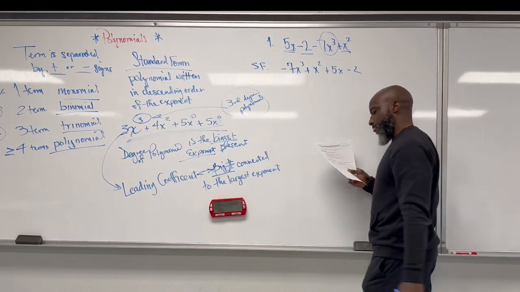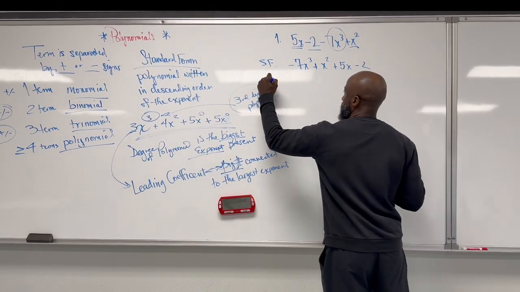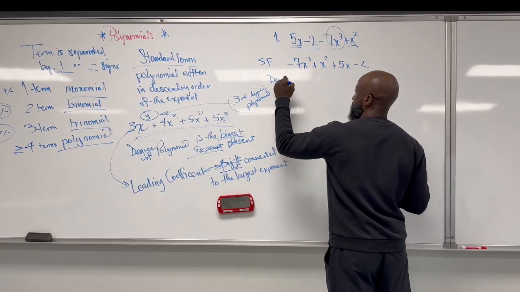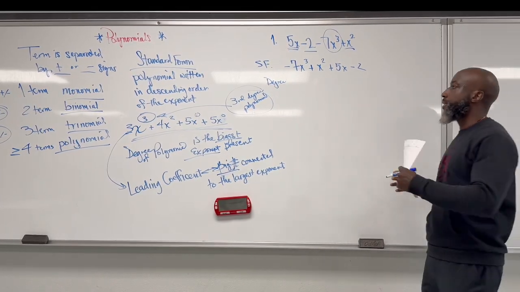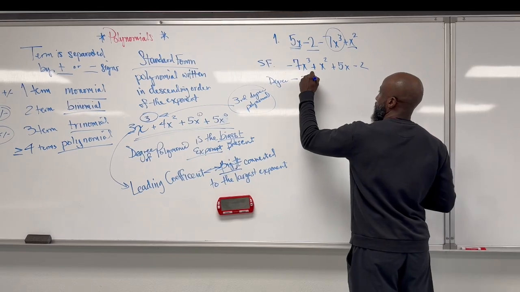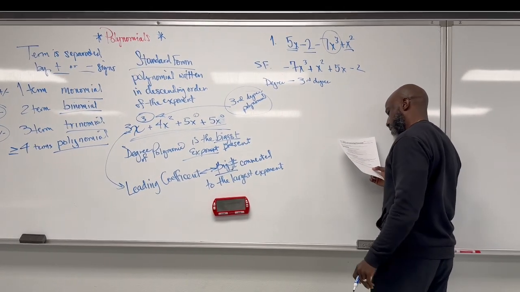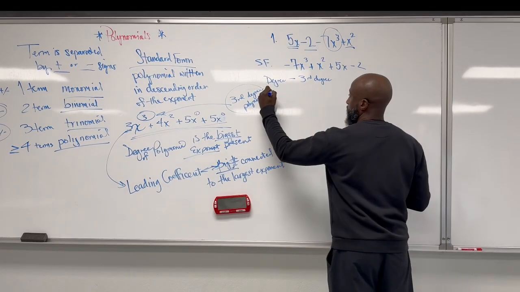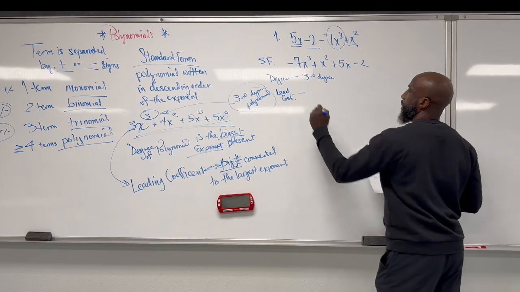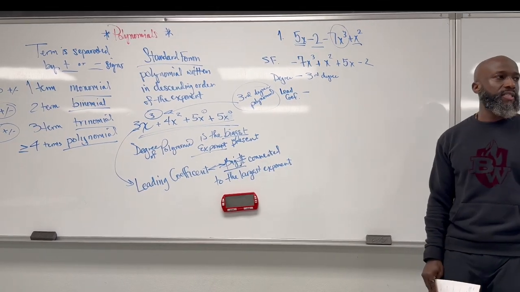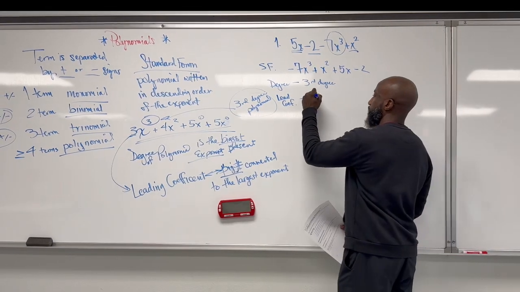That's the first part. The next thing we wanted to know is the degree of the polynomial. What is the largest exponent present? What's the largest exponent? 3. So it's a third degree polynomial. All right, and then they said the leading coefficient. Leading coefficient is what? What's the coefficient connected to x to the third? Negative 7. Negative 7 is the leading coefficient.